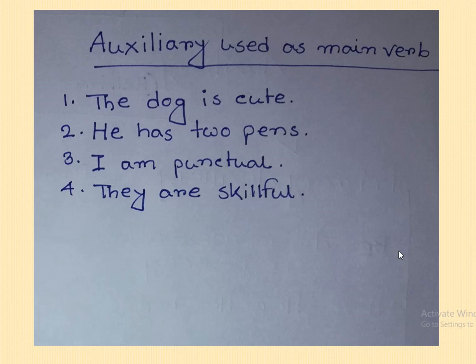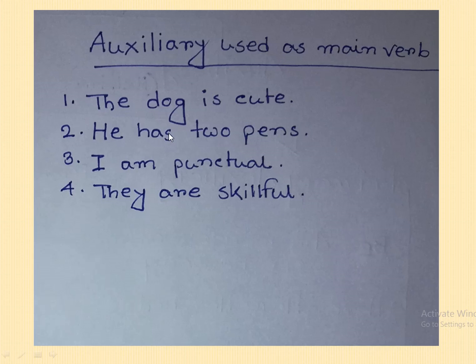Last time I told you that auxiliary verbs are helping verbs. They always help the main verb. When a verb is used as a helper, it is called auxiliary. But sometimes auxiliary verbs are also used as main verbs. How? See the sentences. The dog is cute. He has 2 pens. I am punctual. They are skillful.